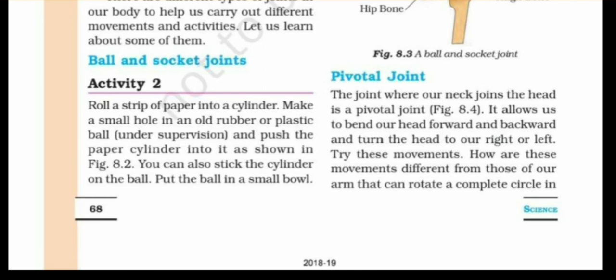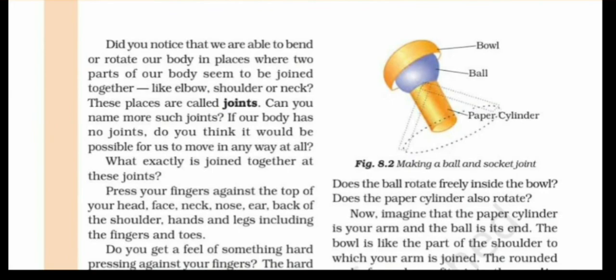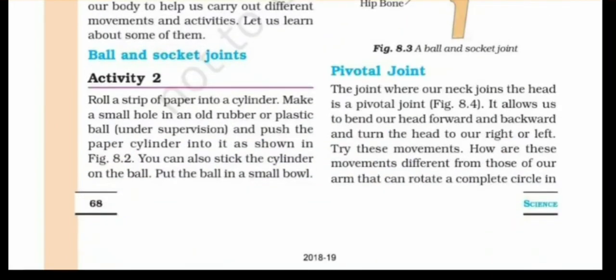Here you have to do one activity to make a ball and socket joint, to see how the movement happens. First you have to make one model. Roll a strip of paper into a cylinder. You have to just roll a strip of paper. Here you can see a paper cylinder.